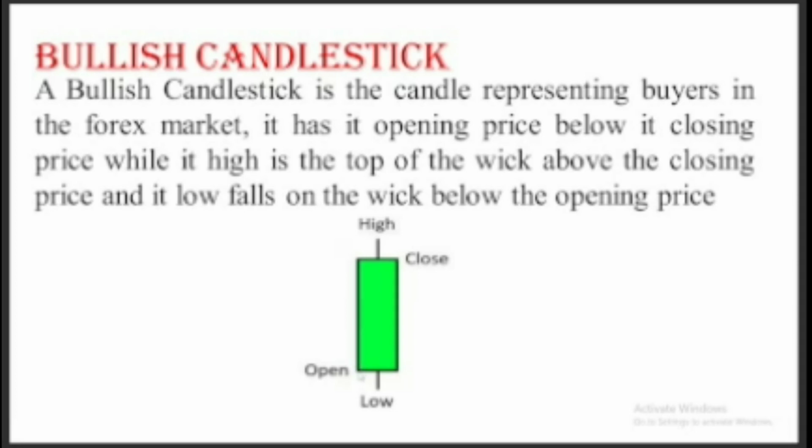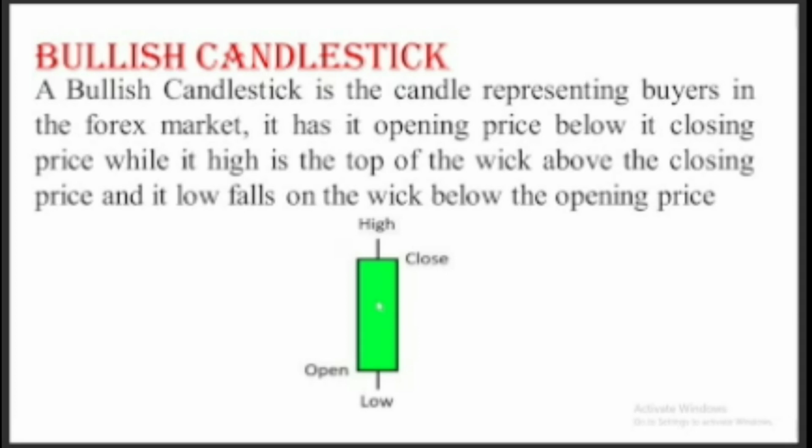That is, the buying started from this opening price, started moving up, and closed here on the body. This green portion here is the candle body. So we have the high above on the wick and the low below on the wick. So each bullish candlestick represents buyers in the market, and the opening price is always below the closing price. The high and low are at the wick.